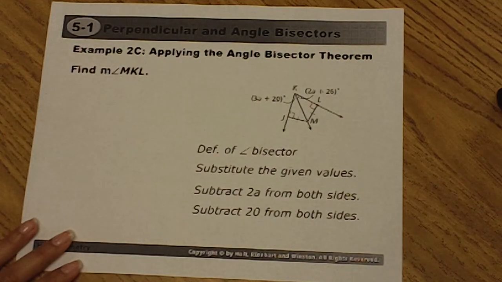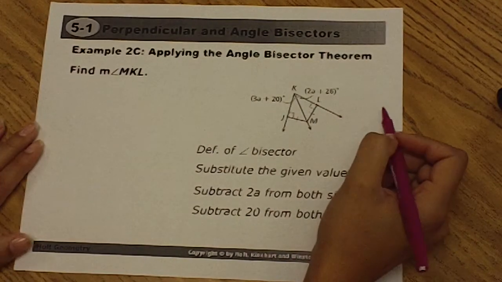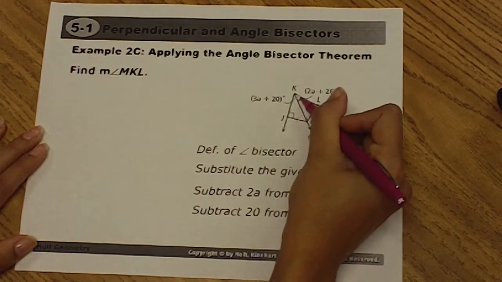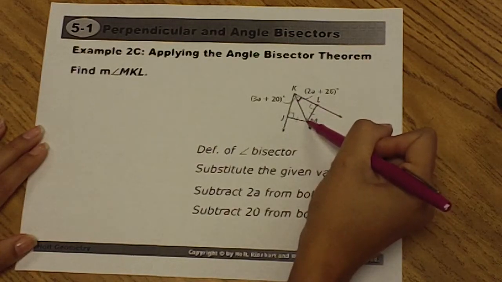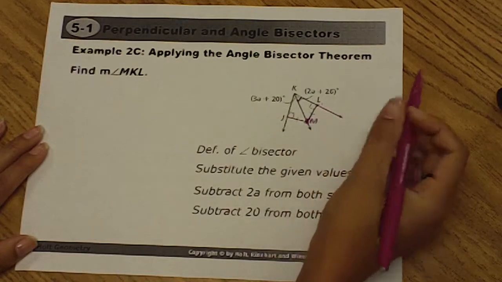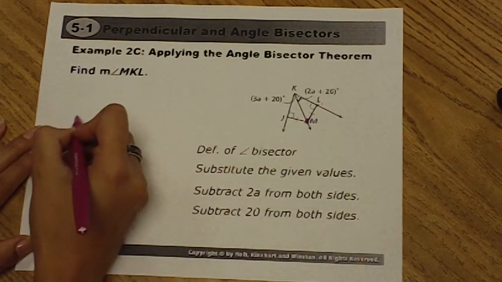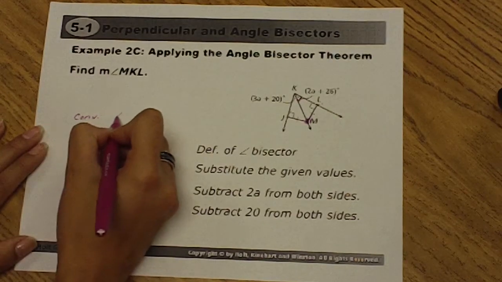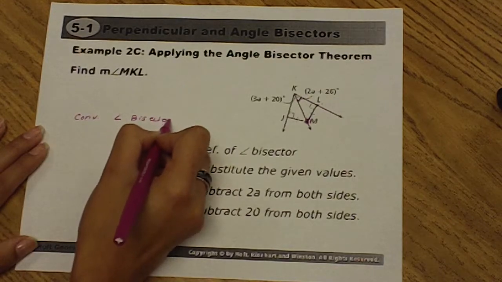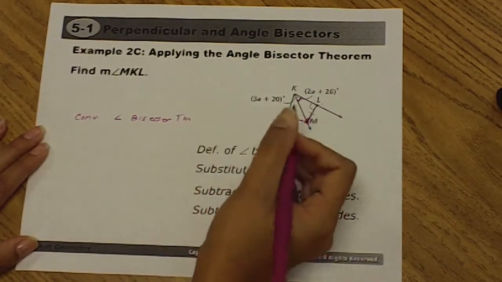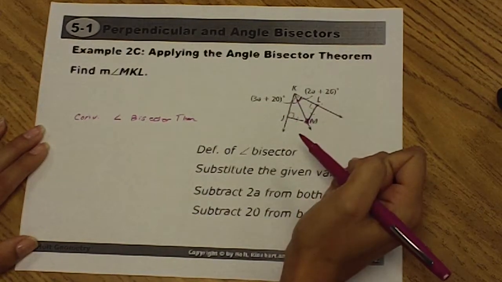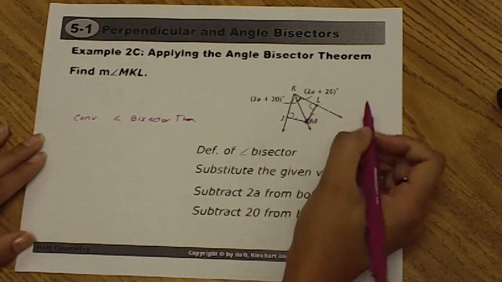Alright, last one. We're trying to find the measure of MKL. MKL is this angle here. I know that because this point is the same distance from both sides, I can use the converse of the angle bisector theorem again, to say that these angles are equal to each other. They have the same measure.